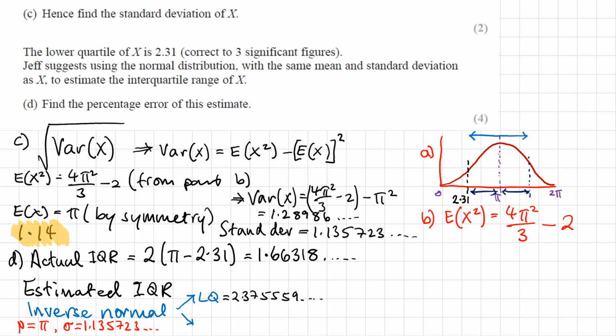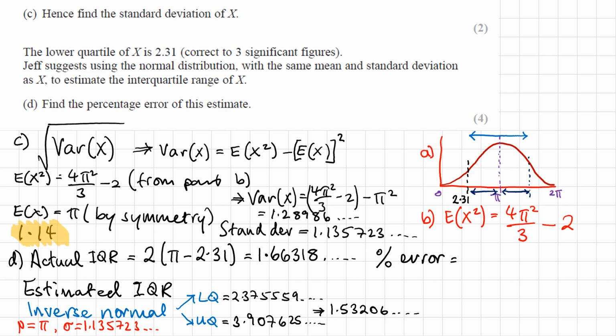And I'm just going to go back and change the area now to 75% to get the upper quartile. Same mean and standard deviation, and I get an upper quartile which is equal to 3.907625 and so on. So let's find the difference between these two to find the interquartile range, and what I get is a value of 1.53206.